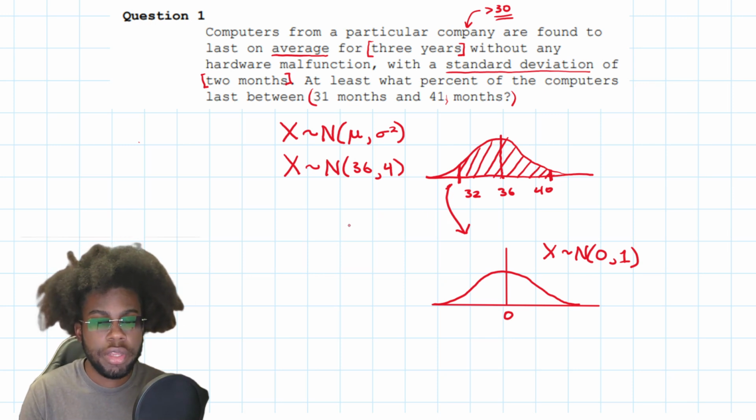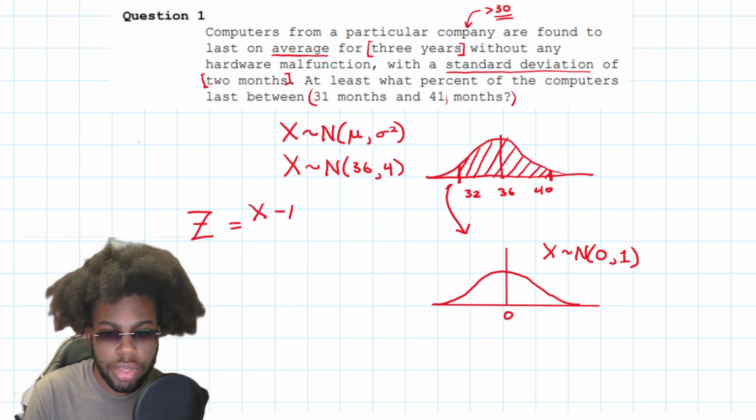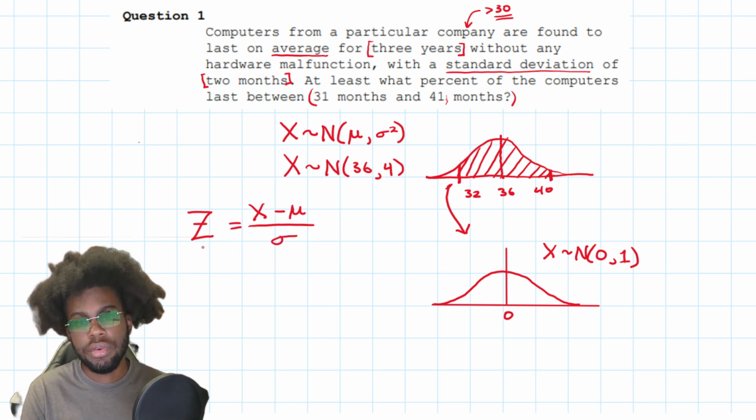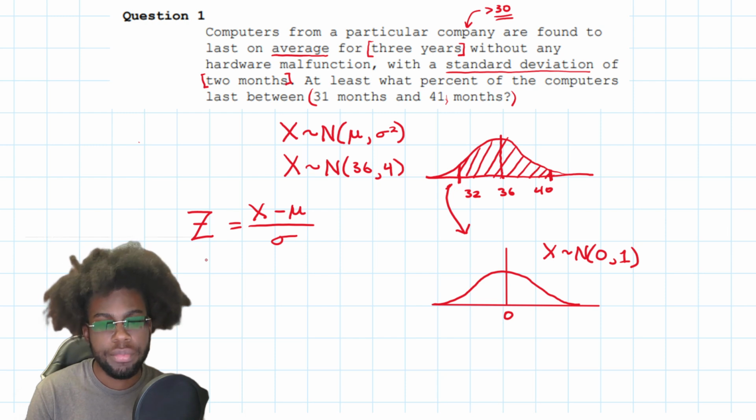How do we do that? We do that using this equation here, which is our random variable X minus the mean over the standard deviation, which gives us this value Z, which is what we call the standard normal distribution variable.